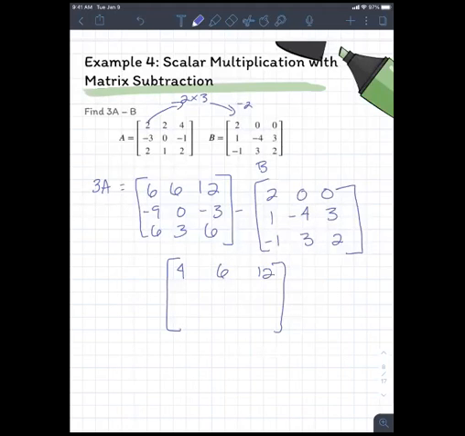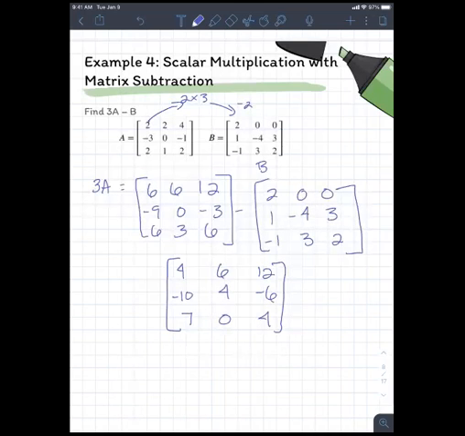So my second row, I'm going to do -9 minus 1, which is -10. 0 minus -4, which is +4. -3 minus 3, which is -6. 6 minus -1, which is +7. 3 minus 3, which is 0, and then 6 minus 2, which is 4. And then we would have our answer there in that new matrix.